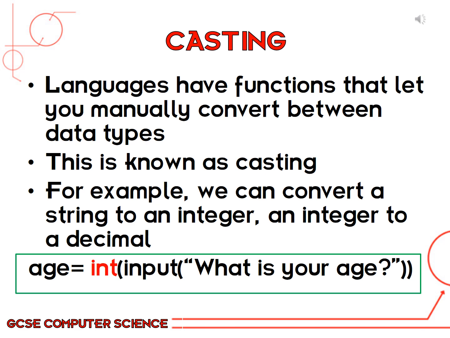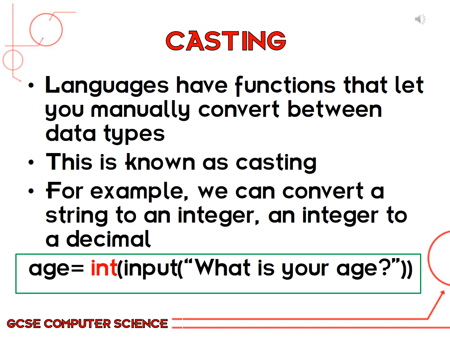Sometimes during programming, we need to take one variable or one particular piece of data that is in a data type, and we need to change it into another one. Now this process is called casting. So a lot of languages already have inbuilt functions that allow you to do this. So for example, we can convert a string to an integer or an integer to a decimal.